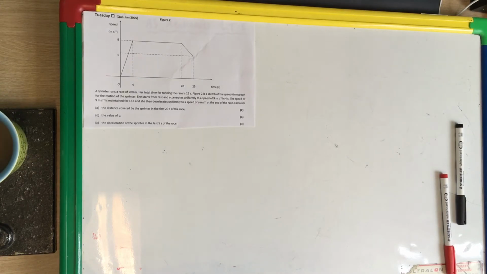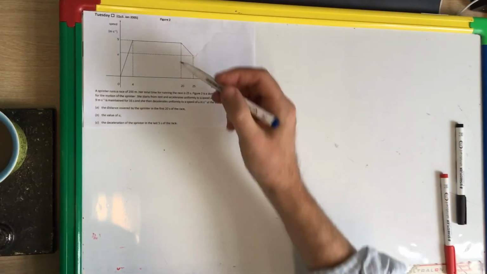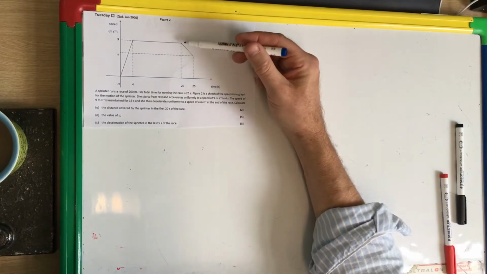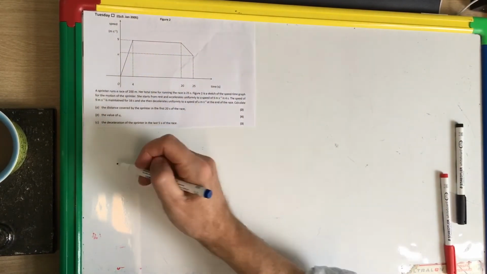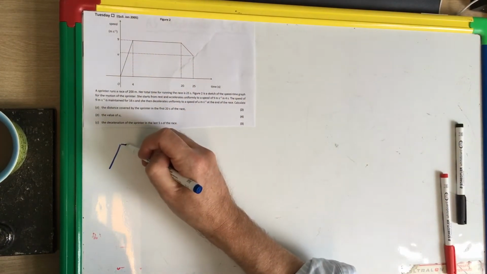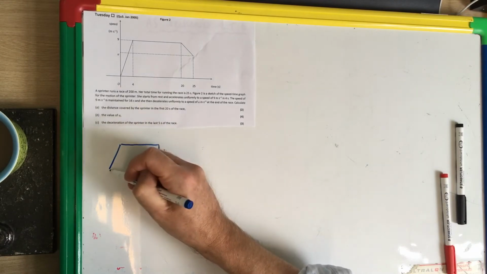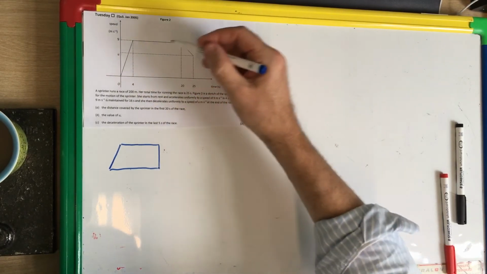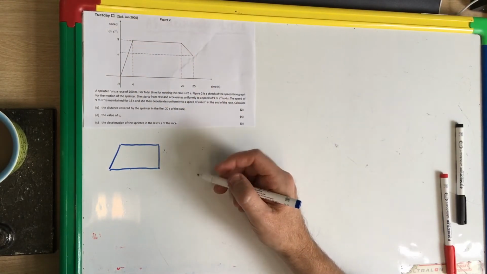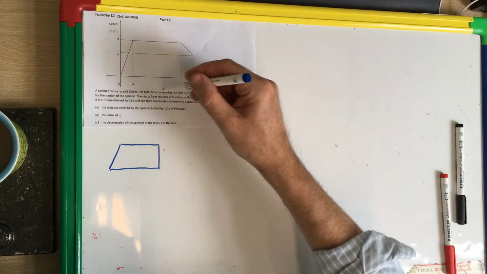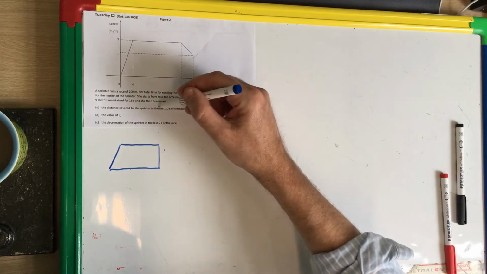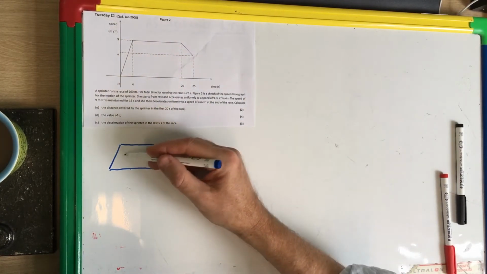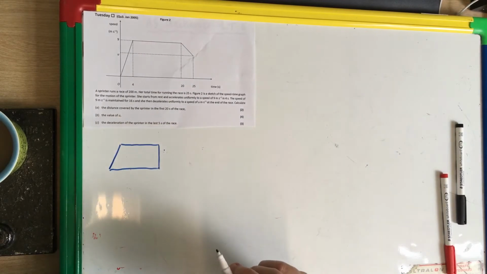We've got to find the distance covered in the first 20 seconds, the value of u, and the deceleration. Straightforward. All the information is there. So the first 20 seconds is this first part here, and if you look at it, it is that shape, and we know that the area underneath the velocity time graph is the displacement. So we want that area there.